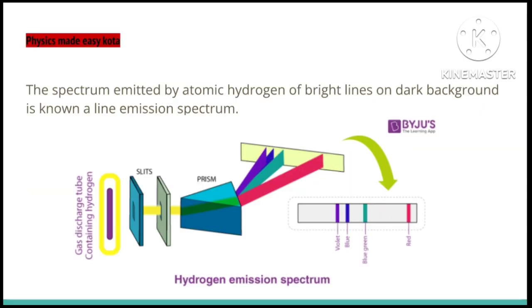So here is the hydrogen emission spectrum, and this spectrum consists of bright lines on a dark background. This diagram clearly explains that when a gas is allowed to pass through the prism, then lines of different wavelengths are formed on the photographic plate or screen.